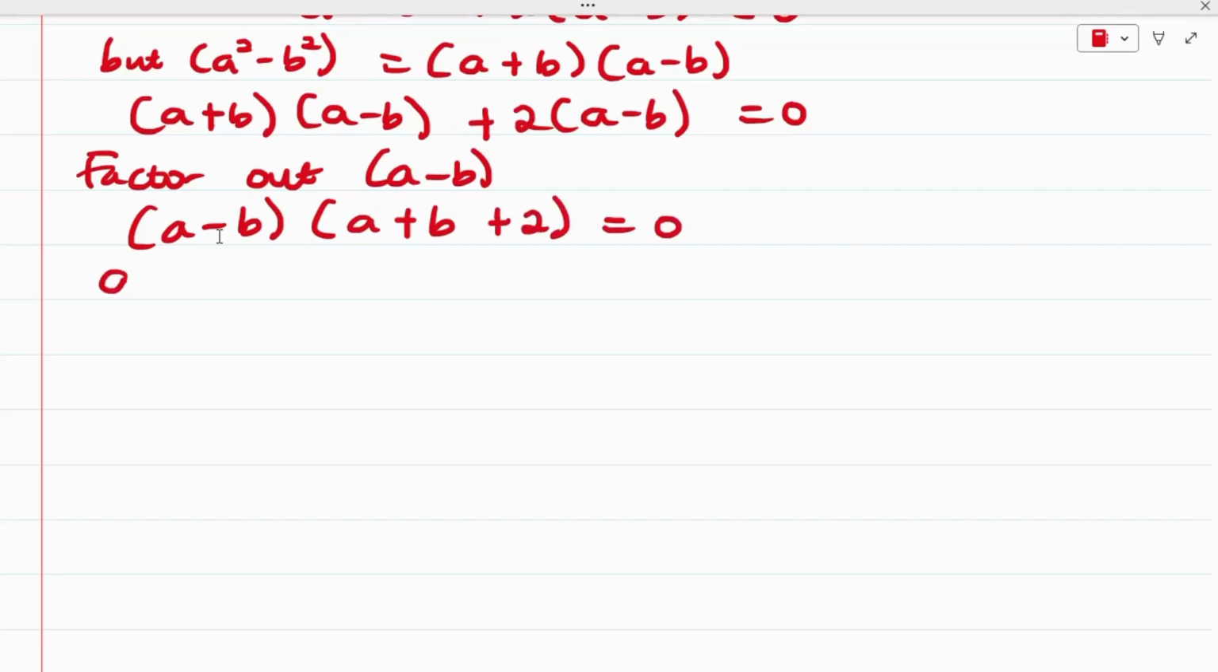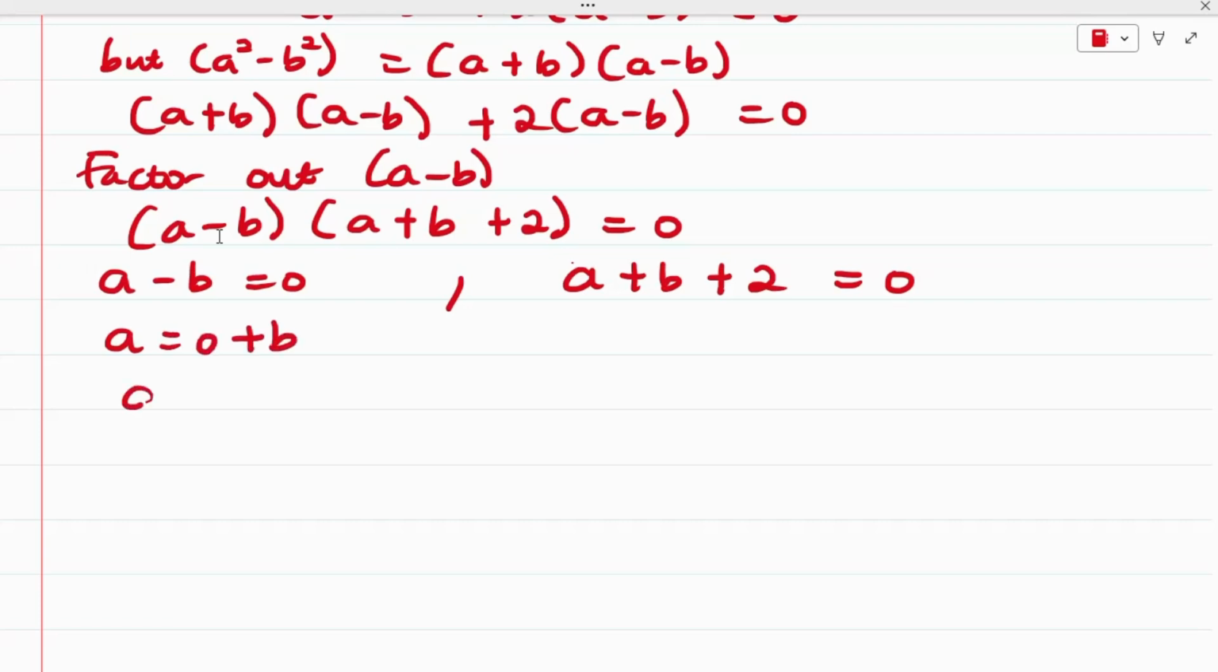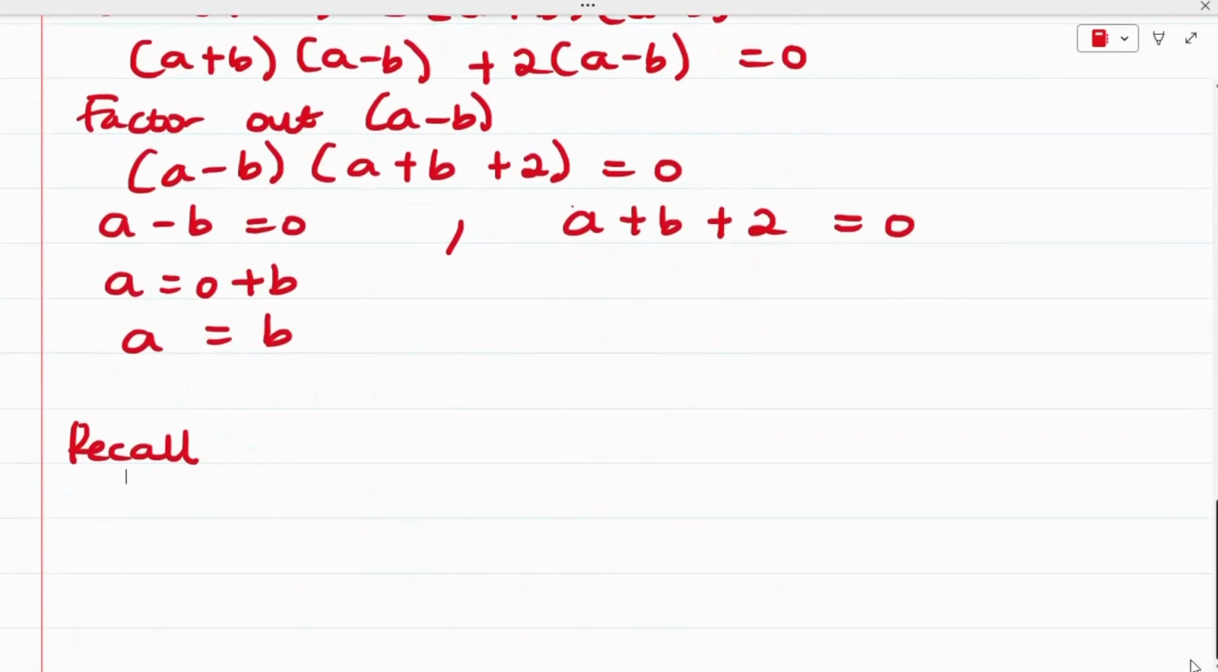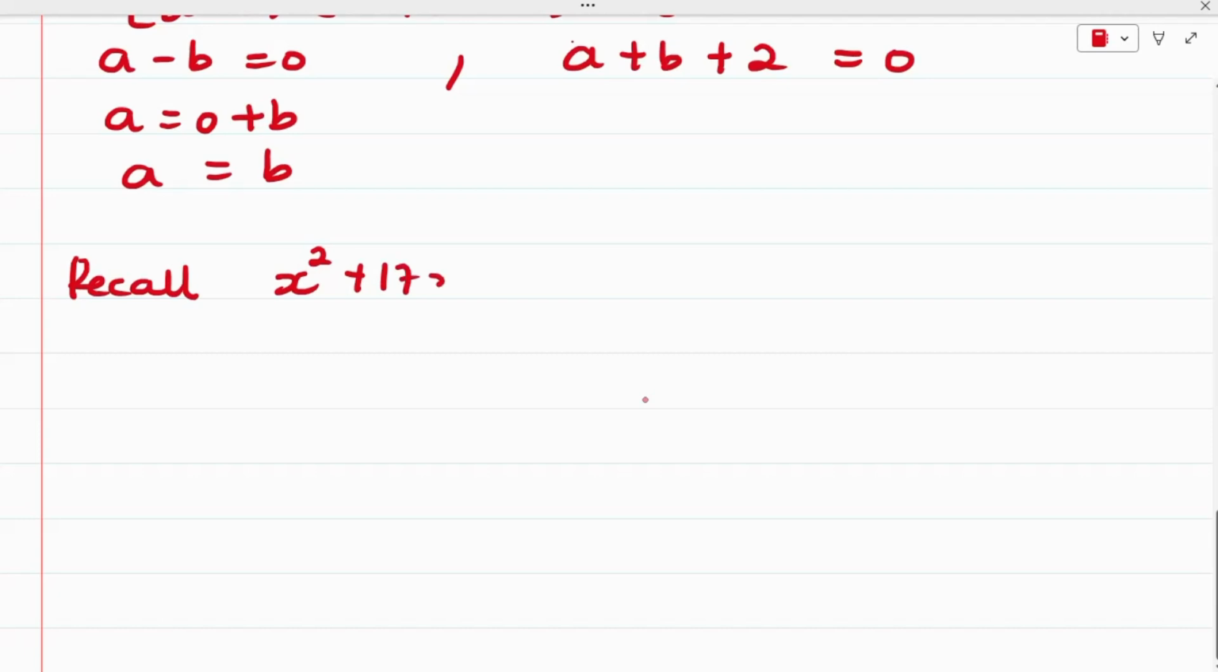So from here we have a minus b is equal to 0, and a plus b plus 2 is equal to 0. From the first, we have that a is equal to 0 plus b, so a is equal to b. But to simply recall, at the beginning we said that suppose a is equal to x squared plus 17x plus 70, and b is equal to x squared minus 17x plus 70.